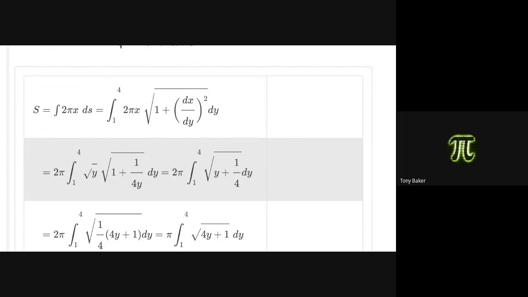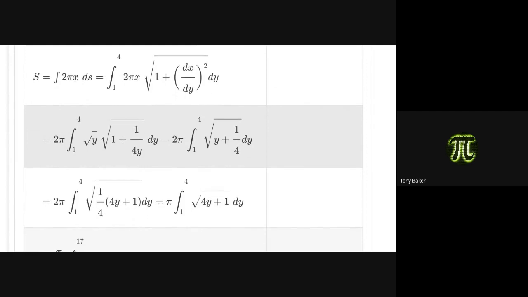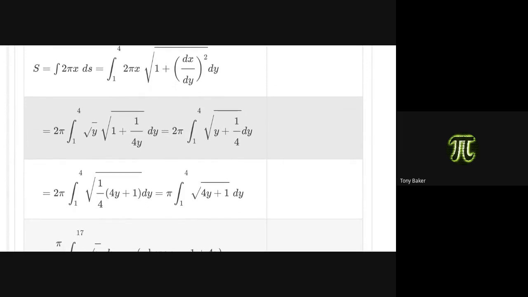All right, so since they're both square roots, you can put them together. Yeah, this is the other way. So they put the square root of y and this thing together, so that's how they got the y plus 1/4. Because y times 1 is y, times 1 over 4y is 1/4.